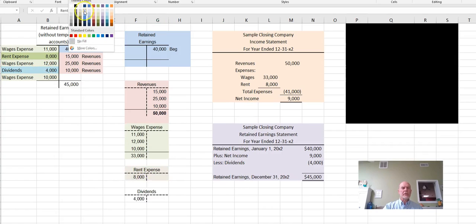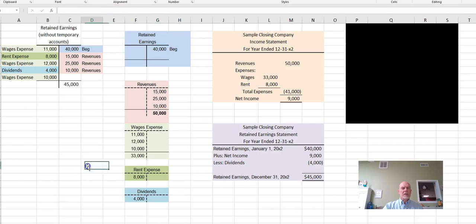See if I can match the colors here. And then we had a dividend account. And let's see, that is right there. Okay, so what I'm doing, instead of having all that information jumbled together in that retained earnings account, we're separating out all of those temporary accounts and clustering the different pieces of information together, and that makes it a lot easier to make the income statement.